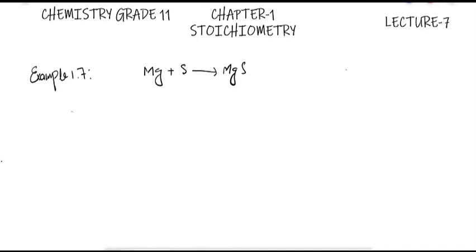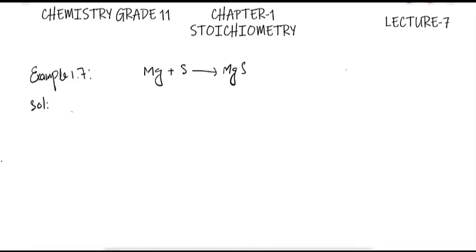So we are required to determine the amount of magnesium sulfide that is formed as a result of reaction between 1.50 grams of magnesium and 1.50 grams of sulfur. Again, first we have to find out the limiting reactant and then do the calculation. Remember, when you're required to calculate the amount of product that is formed, you will do it from the limiting reactant, from the amount of the limiting reactant that is given to us, as we did in example 1.6. So let's see which one is the limiting reactant.